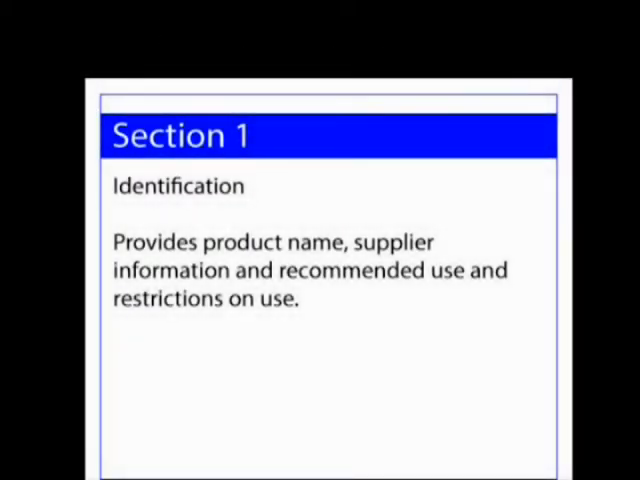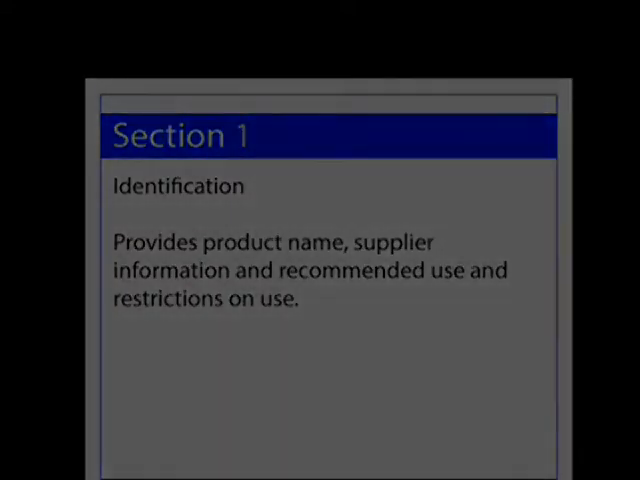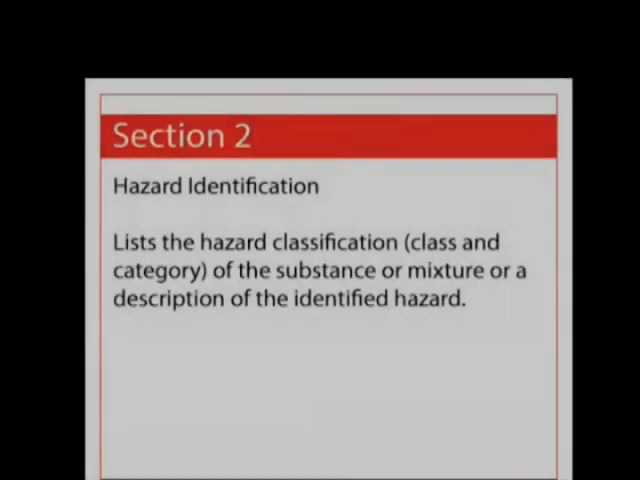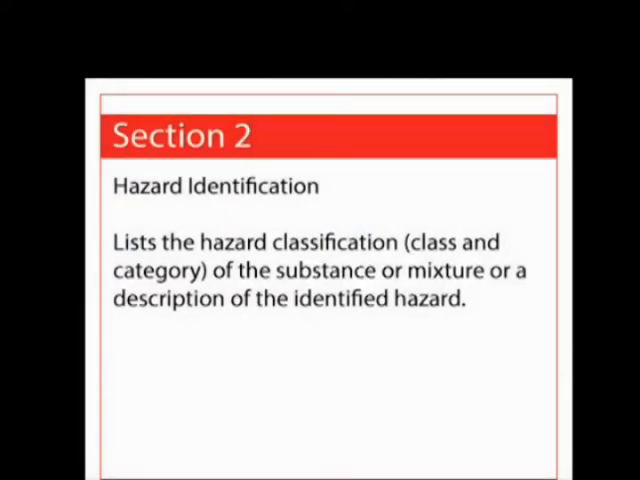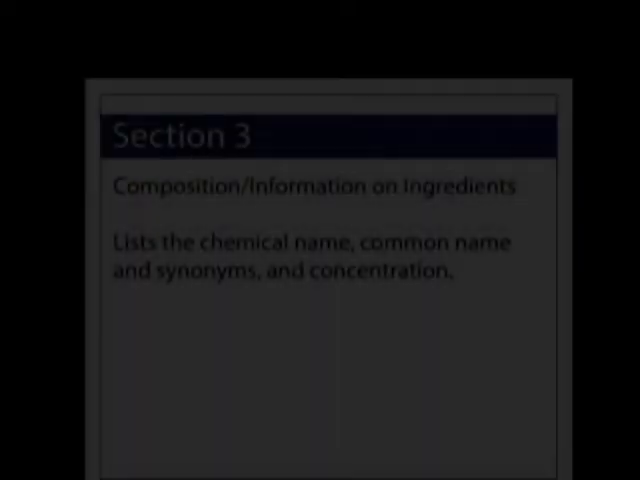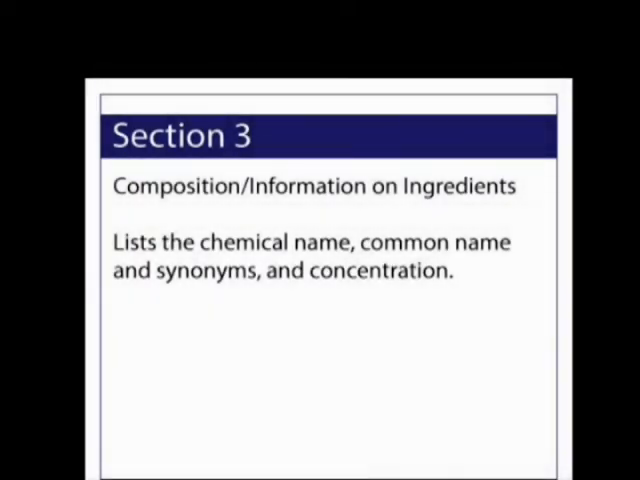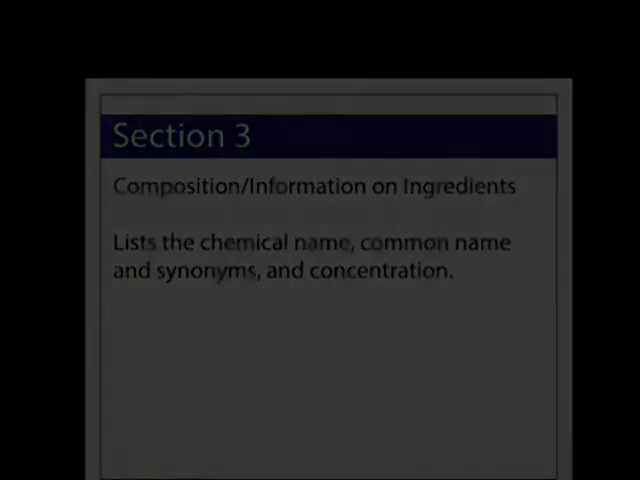Section 1, Identification, provides product name, supplier information, and recommended use and restrictions on use. Section 2, Hazard Identification, lists the hazard classification, class and category of the substance or mixture or a description of the identified hazard. Section 3, Composition or information on ingredients, lists the chemical name, common name, and synonyms and concentration.